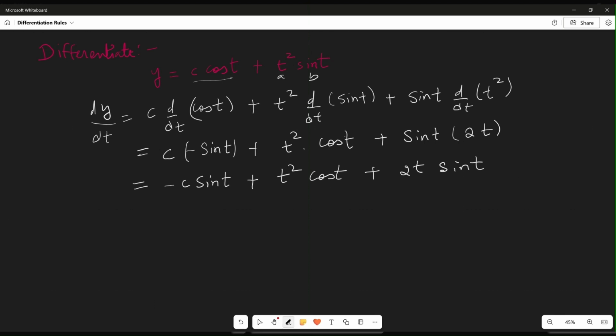You can re-simplify this further, as this was the derivative of this, right? This whole expression. So we can take the t out here as this is common in both. So this is going to be t cosine t plus 2 sine t.